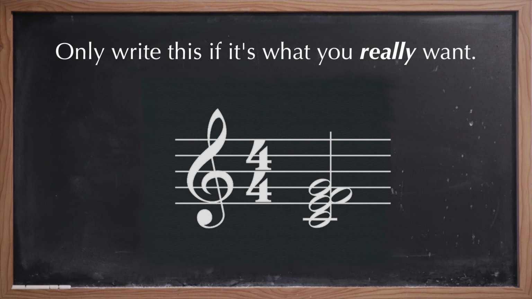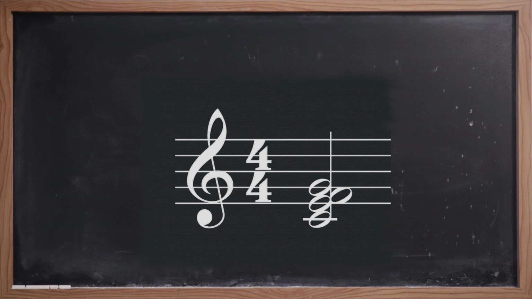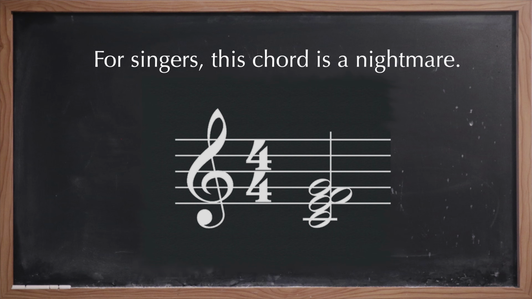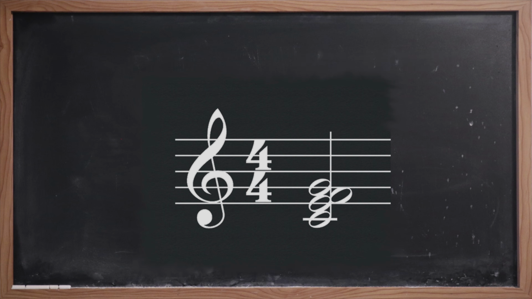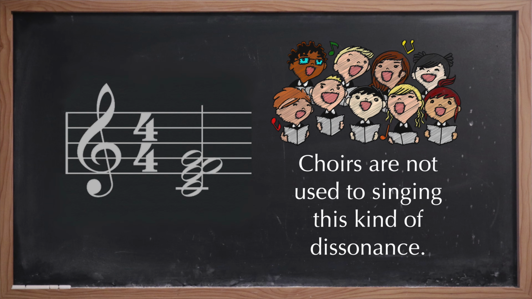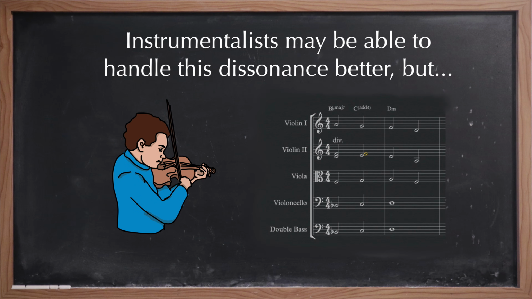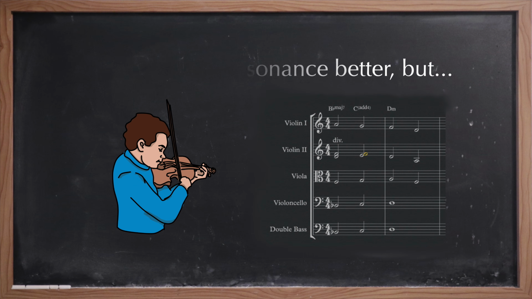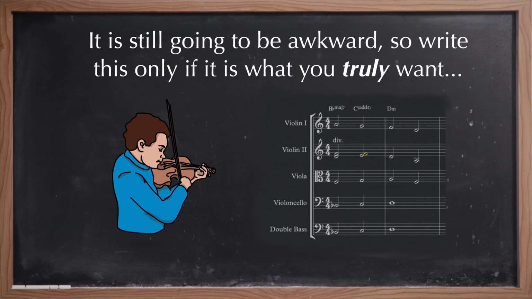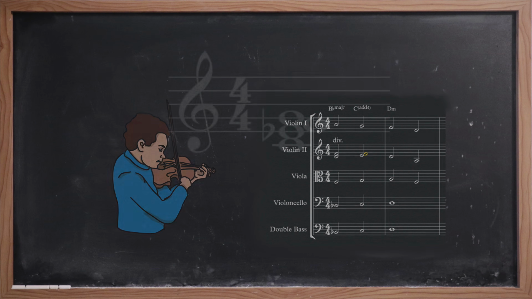And as a person who sang in various choir ensembles, I can just tell you that singers are going to have a really hard time with this dissonance because they're going to be confused. They're not used to this type of harmony. They're used to either a suspended fourth or a major triad, but not both at the same time. Instrumentalists may have an easier time with this harmony because they don't have to sing it, but again, I would still use caution and only write this harmony if that's what you really want. And most of the time, 99% of the time, it's probably not what you really want.